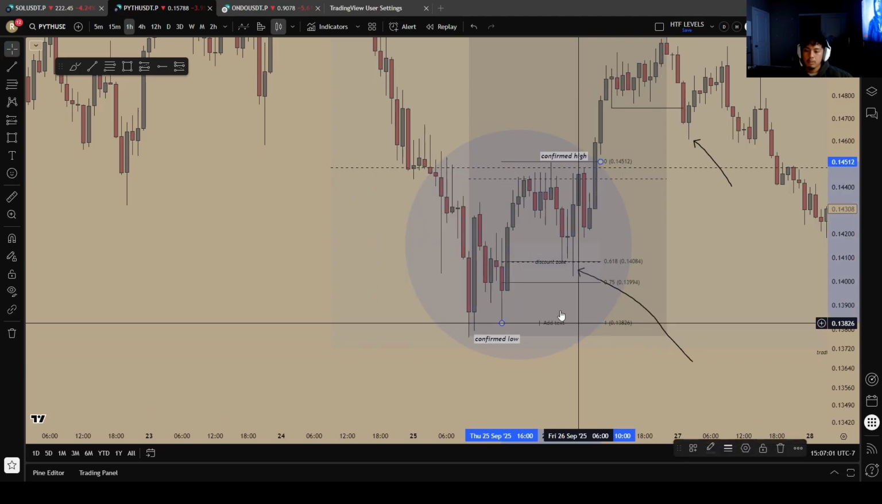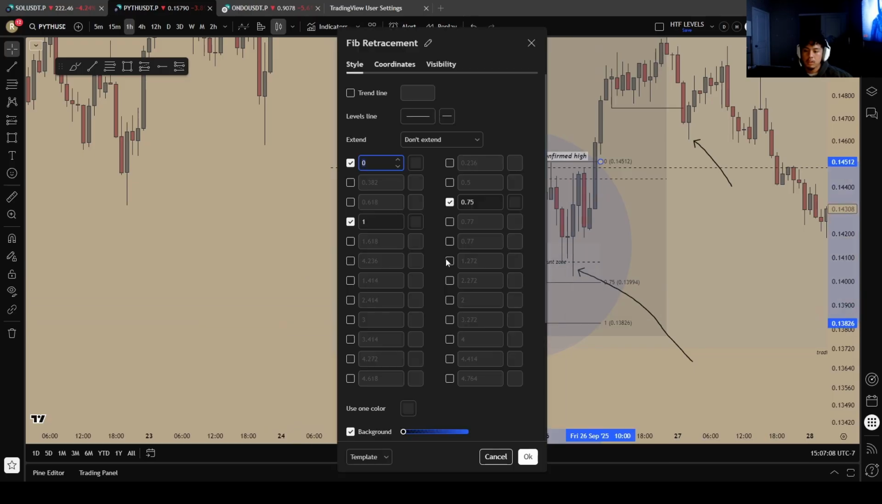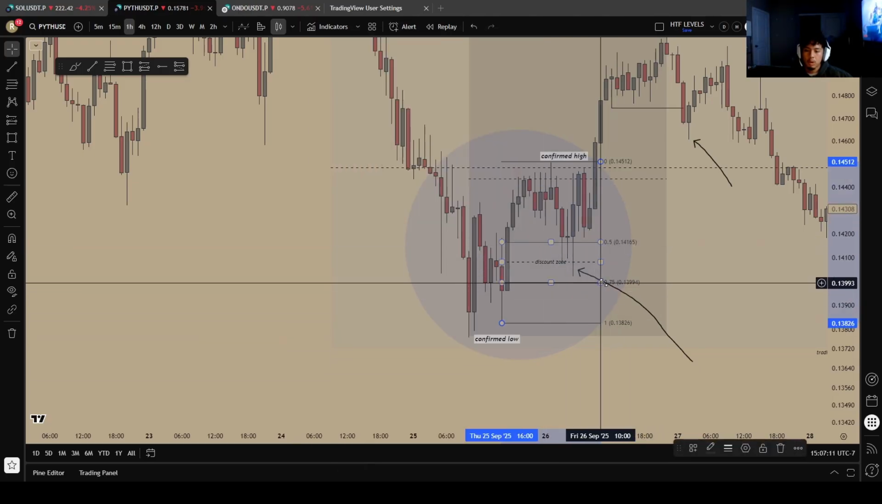I'm trying to fix my settings. Give me a second. Yeah, right here. Oh, still not working. 0.5, there it is. So somewhere between 0.5 and 0.75 is your discount zone.